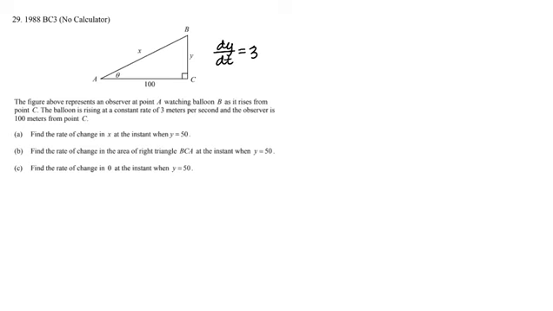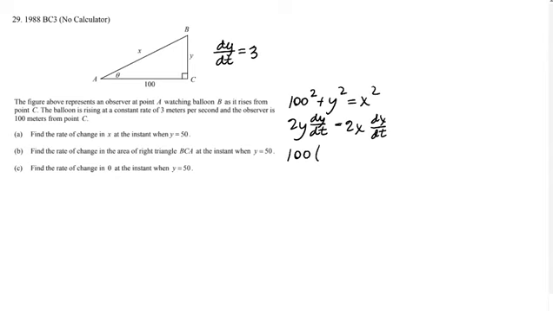Okay, well, rate of change in x. Just thinking about what is going to be true here. Okay, what's always going to be true is 100 squared plus y squared equals x squared. Okay, I'll take the derivative of that to get the rate of change of x. So 2y dy/dt equals 2x dx/dt. Right, at the instant when y equals 50, we've got 100 times dy/dt equals 2 times x, which I'll have to solve for in a second, and dx/dt, which is what we're interested in.